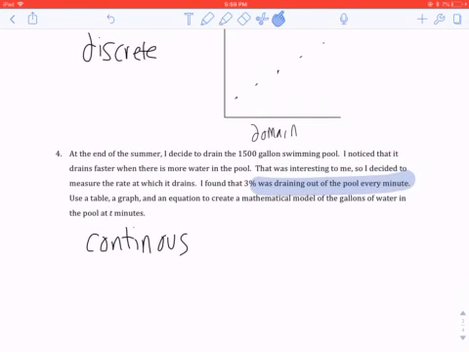Whereas for our next one here, we're draining a swimming pool. We drain it and there's less water in the pool. So I wanted to figure out the range, and I found out it was draining at 3% every minute. Again, this hose, it's going constantly. It's not stopping. This would be a continuous function. Because again, it's not like it's going to spit out water at the end of every minute and then stop. It's going to keep going, which makes it a continuous function.